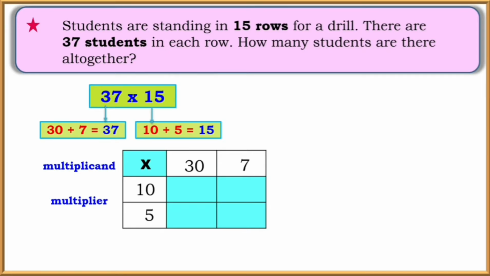Now what we will do? We will multiply 10 by 30. So 10 multiplied by 30 is equal to 300.